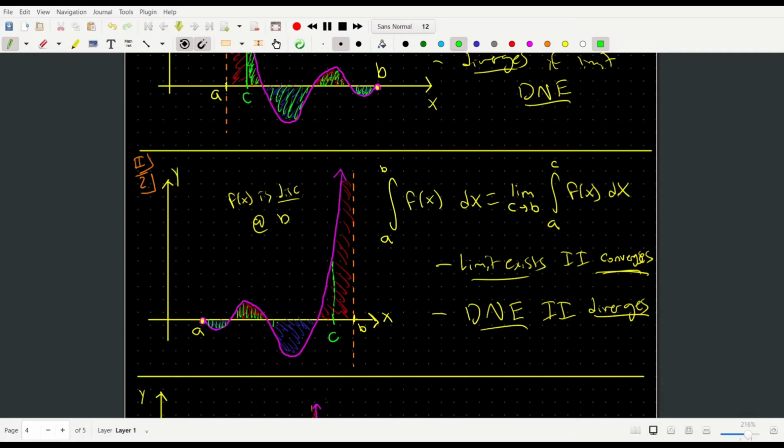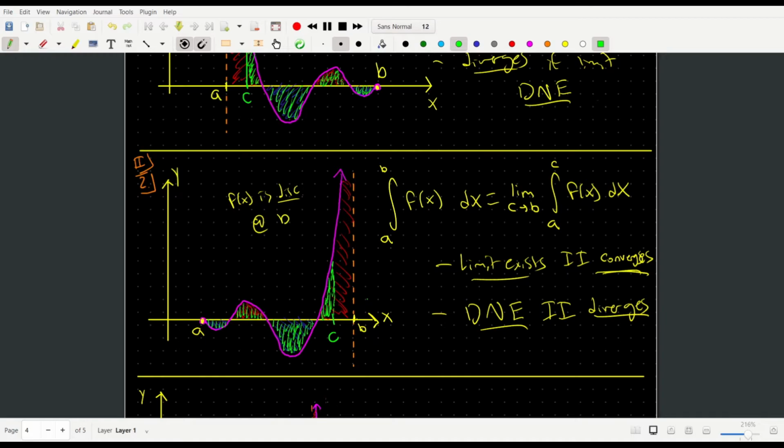which is perfectly fine, right? This is a definite integral. It's a proper definite integral from a to c for any value of c that's away from the discontinuity. We're getting the total accumulation of the function on that interval from a to c. Then once we have that value, we take the limit as c approaches the bad point of f.